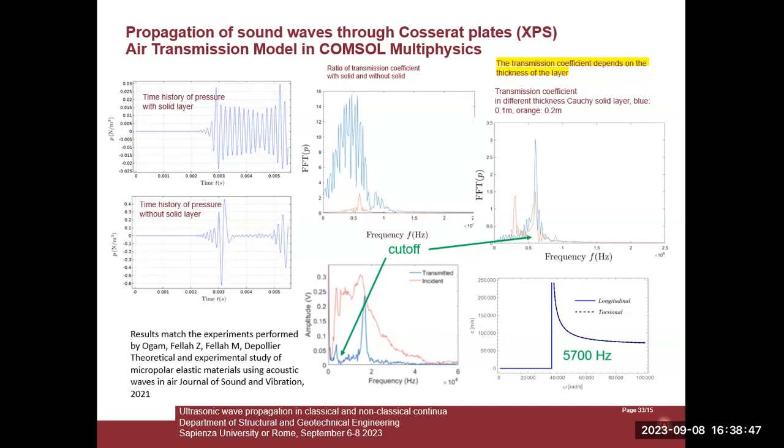And yes, the last comment might be that this is the pressure, the time history of the pressure. Let me check. Yes, this is without the solid layer, and this is with the solid layer of XPS. The amplitudes, as you see, are much, much smaller in the upper diagram.